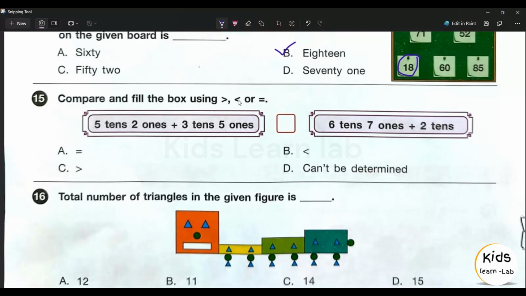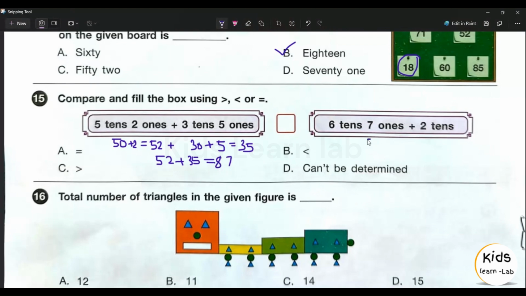15th question, compare and fill in the box using greater than, less than or equal to. 5 tens is 50, 2 ones is 2, 50 plus 2 is 52. 3 tens is 30, 5 ones is 5, 30 plus 5 is 35. Let's add 52 plus 35. So 5 plus 2 is equal to 7, 3 plus 5 is 8, so 87.